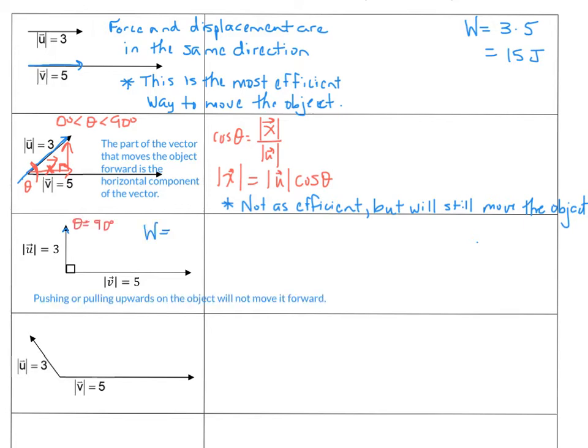So overall, our work is going to end up equaling 0. Okay, you're putting effort in, but you're not actually accomplishing anything. If we look at the next example here, my theta is between 90 degrees and 180 degrees here. So what's actually happening is we're pulling or pushing in the opposite direction and up at an angle to what we actually want to move that object in.